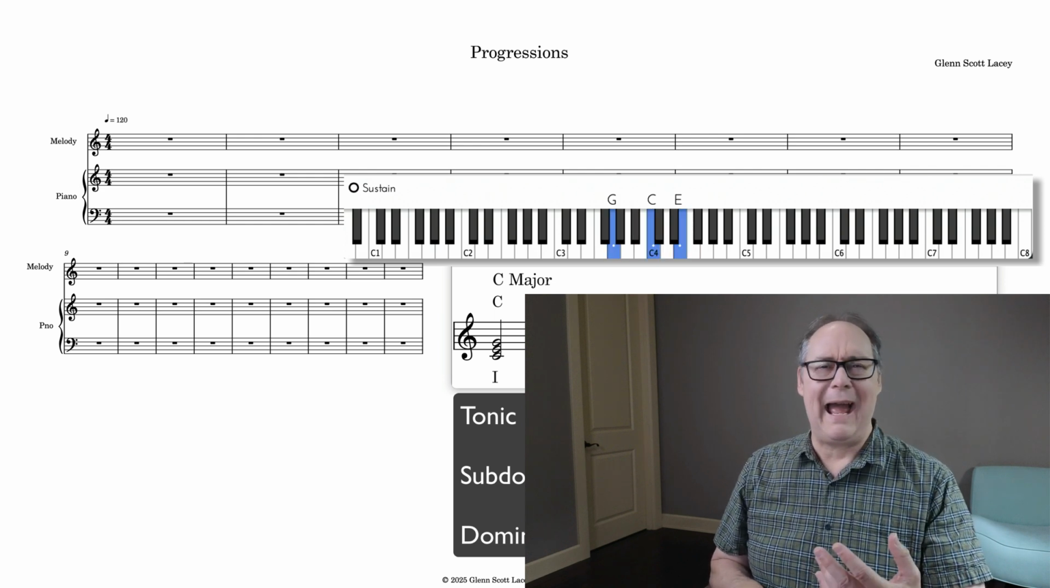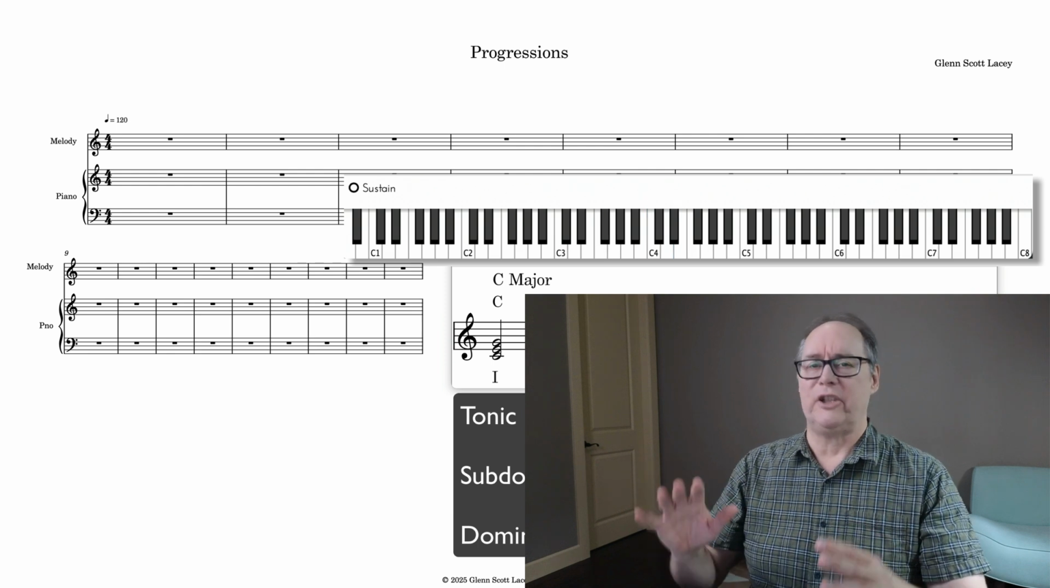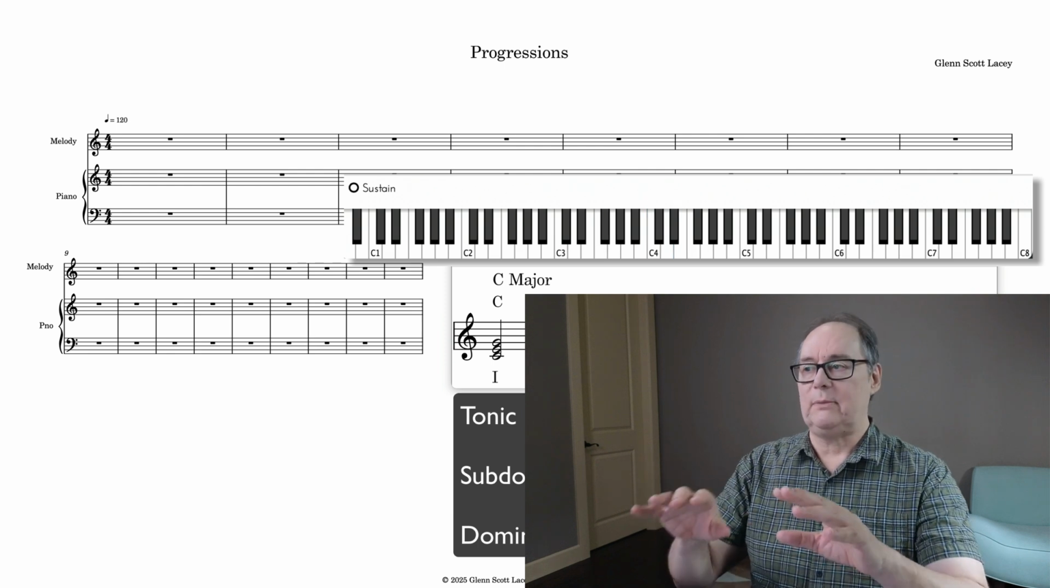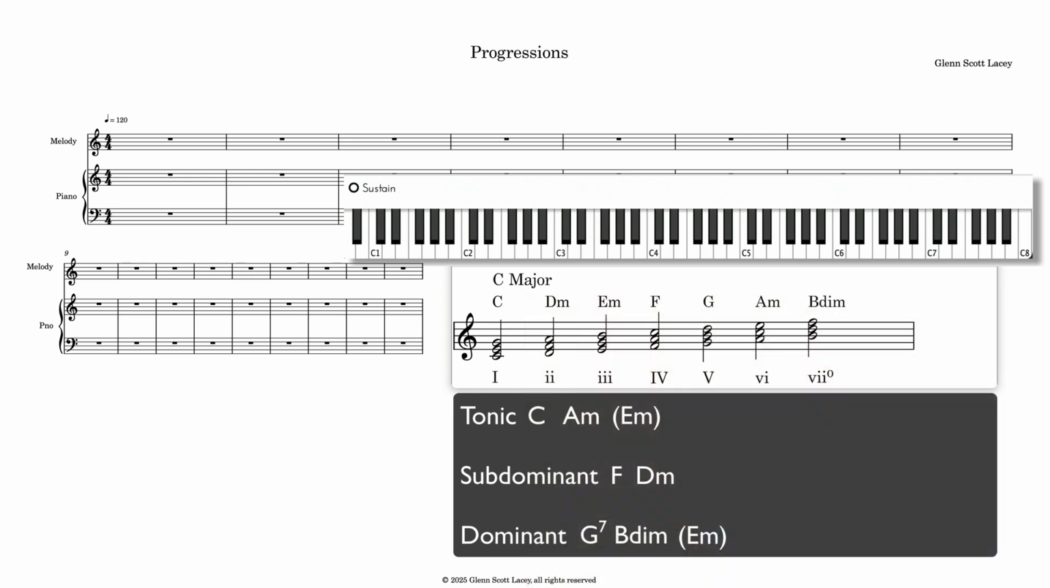You can hear that has quite a logic to it. It makes sense. Let's break down what's happening. We start the progression on the 1 chord, our C major chord, which is in the tonic region, so it's very stable. It feels like we're at home.